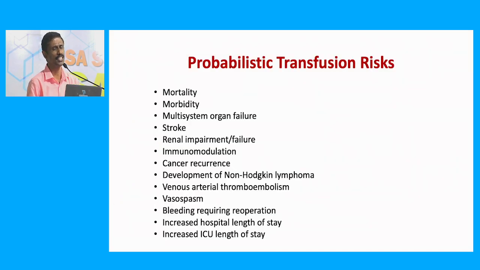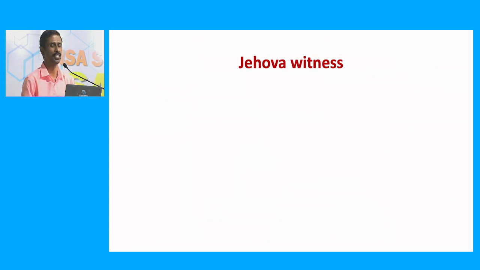And there are some of the transfusion risks which we are not even sure about. Is the mortality because of transfusion or is it because of many other reasons which are there? Is the morbidity because of transfusion? Renal failure, did it occur because of transfusion or some other reason? So we are not certain. Cancer recurrence, does it occur because of transfusion? So when it is only probably because of transfusion, we do not give importance to these at all.